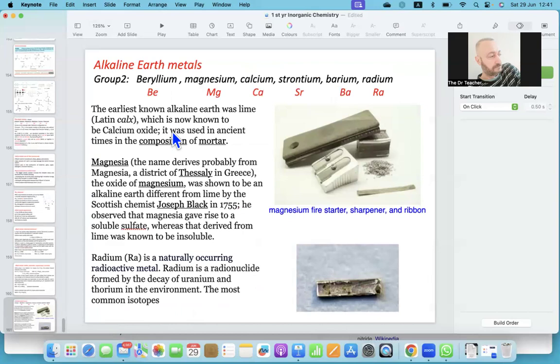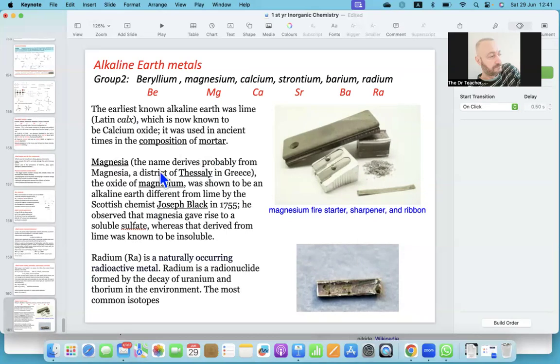Alkaline earth metals, the last group, group 2: beryllium, magnesium, calcium, strontium, barium, radium. You can see magnesium is important for sharpeners and as a fire starter, in powder, very explosive, and in ribbon. And the earliest known alkaline earth was lime, called calyx, known as calcium oxide, used in ancient times in the composition of mortar.